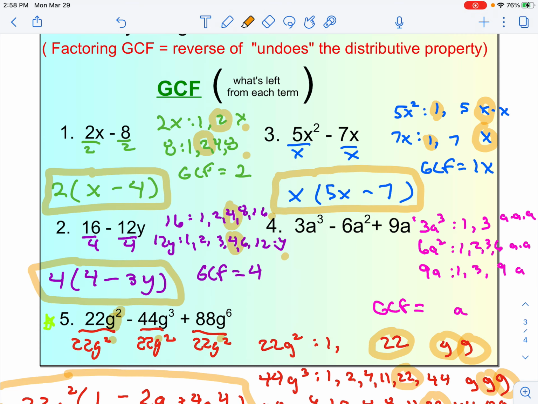So your greatest common factor in the number piece is the number 3. And you have, again, 1a in each. So my greatest common factor is 3a. That goes on the outside. And what's left is when I divide by 3a, I would get a squared. When I divide the middle term by 3a, I would get minus 2a. And when I divide the last term by 3a, I get simply 3.